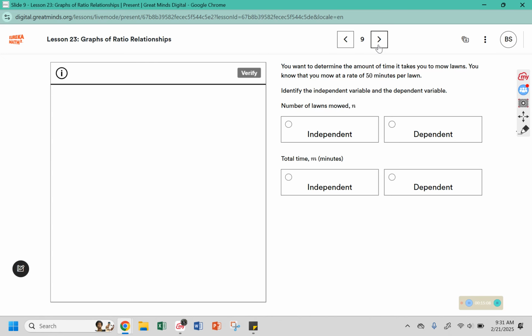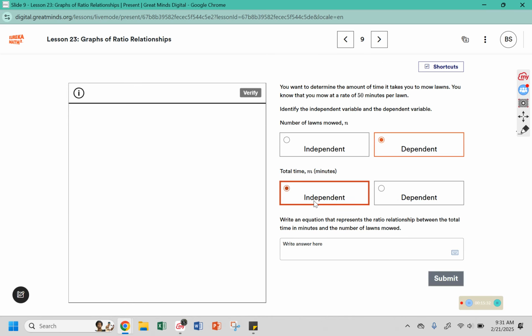You want to determine the amount of time it takes you to mow lawns. You know that you mow at a rate of 50 minutes per lawn. Identify the independent variable and the dependent variable. We have lawns and minutes. Well, the amount of lawns that I mow depends on how much time I have. So the n depends on how many minutes I have. And it says I take 50 minutes per lawn.